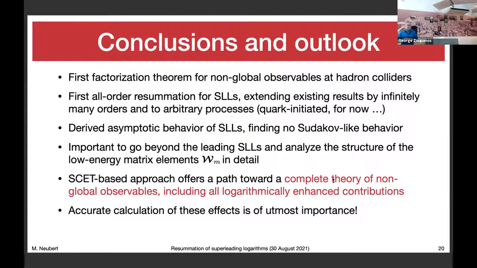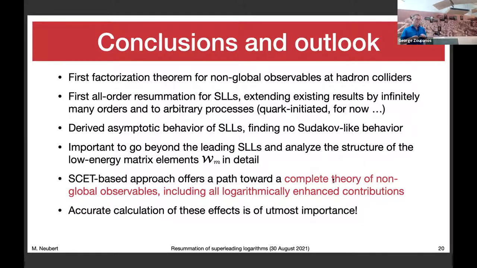So this is my summary. What I showed you was the first factorization theorem for a non-global observable at hadron colliders. This is completely new. It was also the first resummation of superleading logs, extending existing results not by one or two orders, but by infinitely many orders. For now, only for quark-initiated scattering, but in the future also for gluon-initiated scattering. We have derived the asymptotic behavior of the series, finding a much slower falloff than for Sudakov logs.